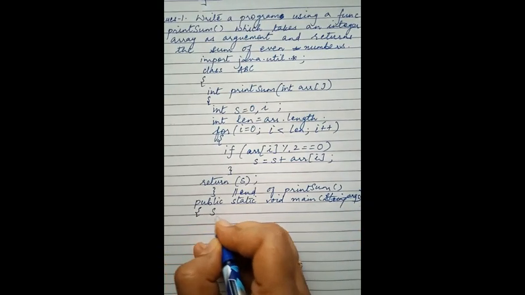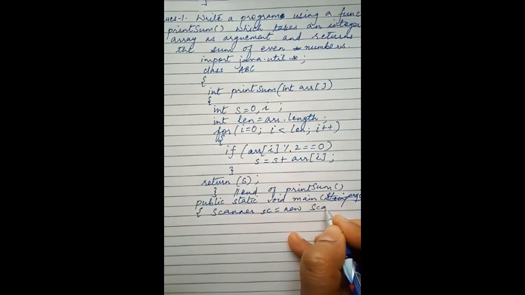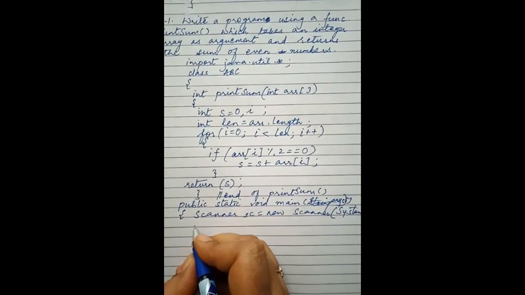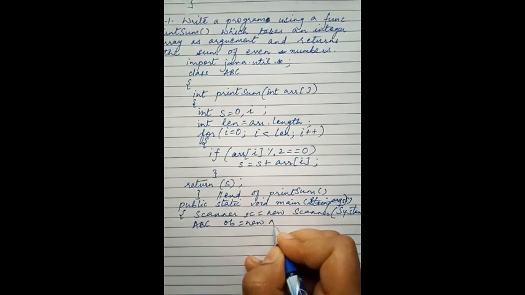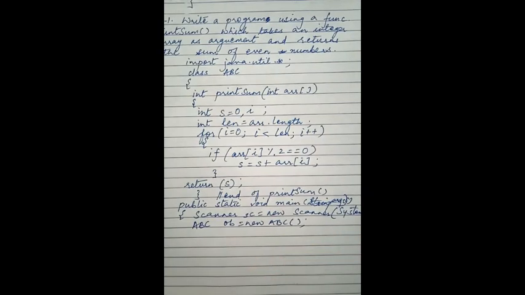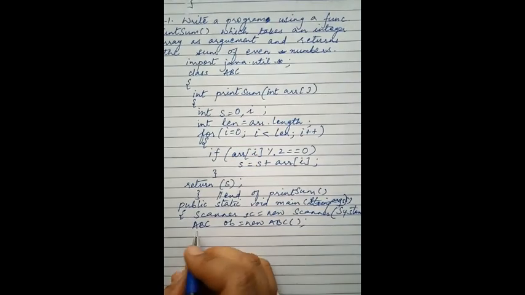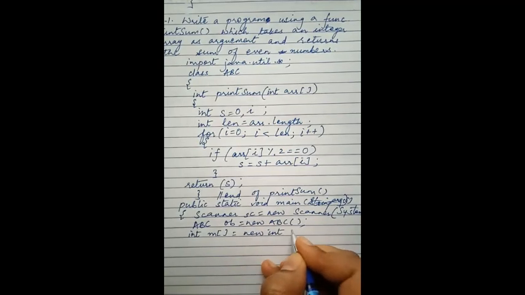Here scanner class object sc equals new Scanner system.in. Then object of the class ABC, ob equals new ABC. These are the two things which we should remember whenever we declare a class and a function here. Then I am declaring an array m of size 10. Let me say size 10.